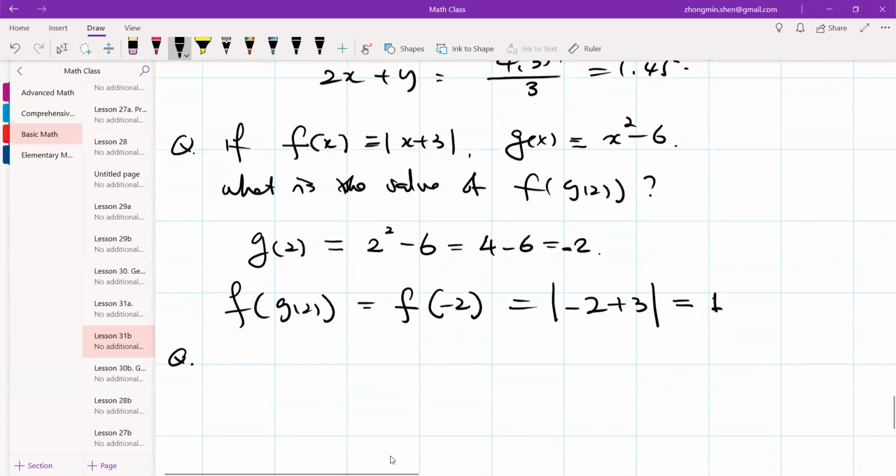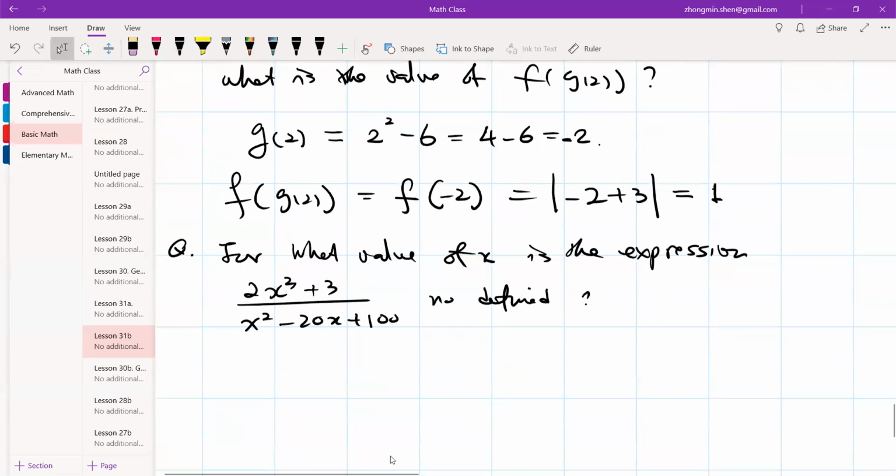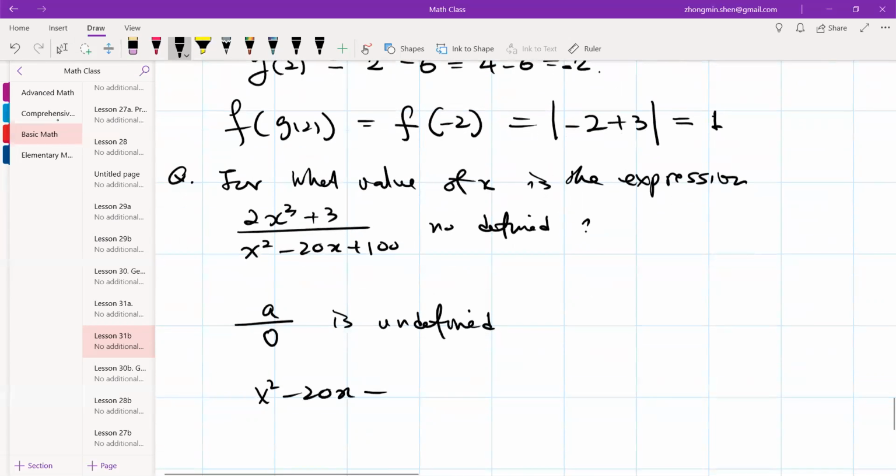All right, so the next problem we want to understand is: for what value of x is this expression, this strange expression, not defined? Now, what does it mean it's not defined? It's only when the denominator is 0. If you have a number a divided by 0, this is undefined in mathematics. Otherwise, a fraction is always defined except when the denominator is 0.